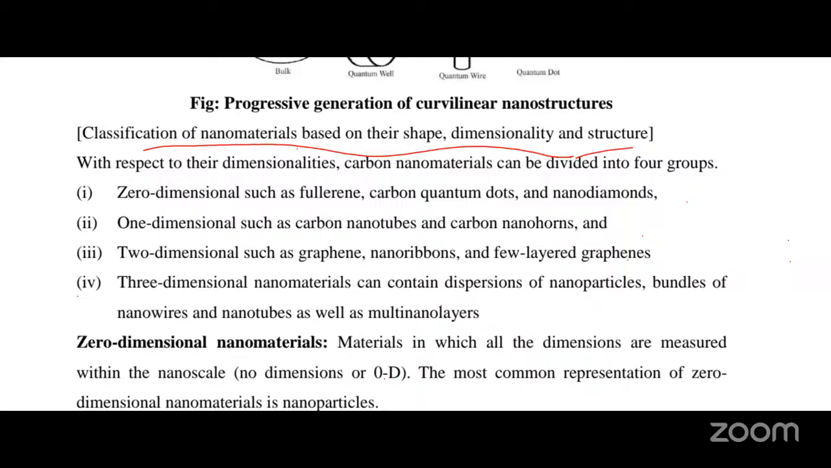First one is zero dimensions. First we'll go with examples and then we'll go with definitions. Fullerenes, quantum dots and nanodiamonds are all called zero dimensional. Zero dimensional quantum dots means, as we just discussed, all the three dimensions are present in nano range. Such kind of materials are zero dimensionality materials.